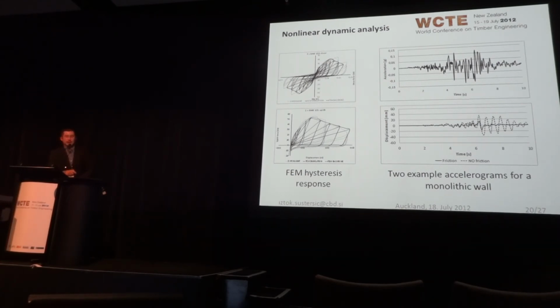And just an example of what happens: this is our strong motion, this is our peak, this is our top displacement. You can see that if we use friction, there seems to be more damping than if we neglect friction. So the structure is still swaying after the strong part of the ground motion is over.